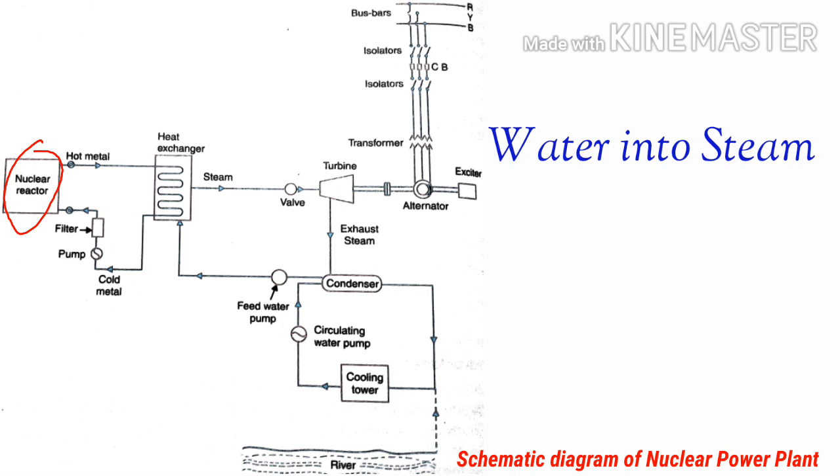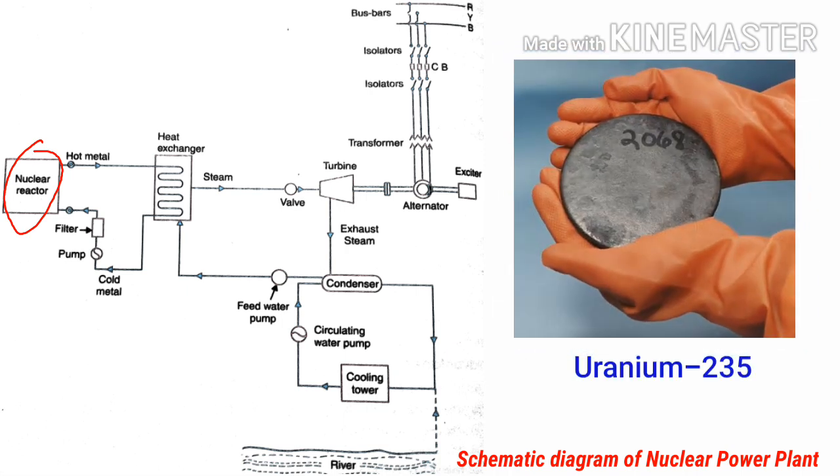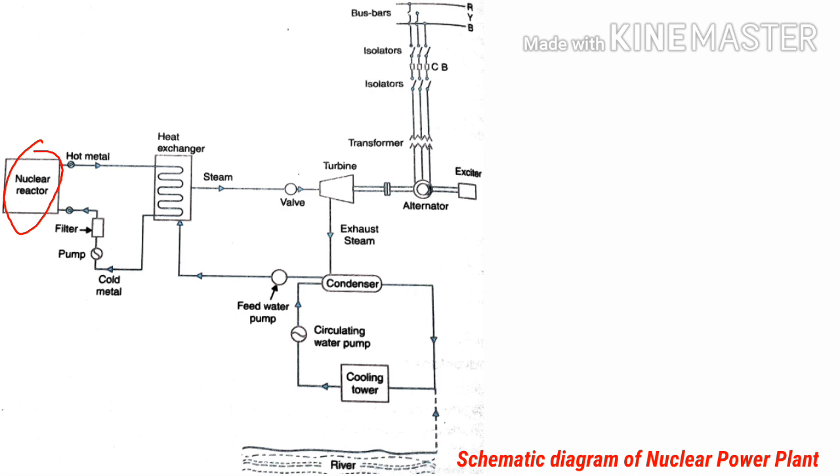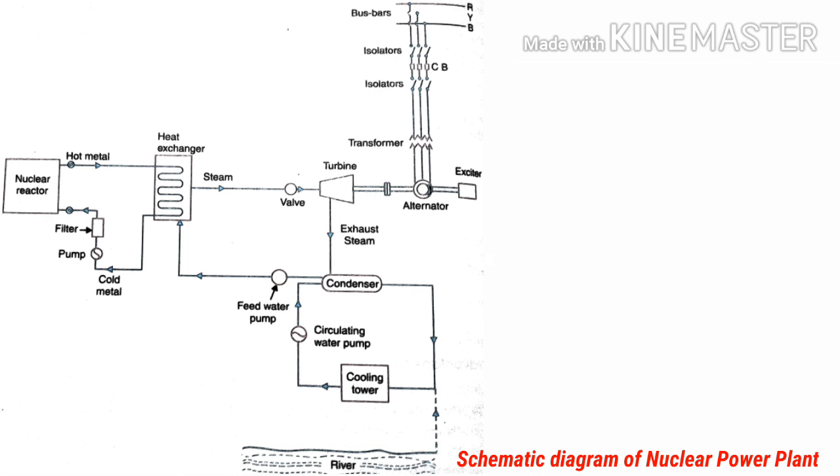So let's see how nuclear power plant actually works. Basically, in a nuclear power plant uranium 235 is used as a nuclear fuel. As you know, uranium 235 is an isotope of uranium. In this power plant, the nuclear reactor is the main component, as it is also called the heart of the power plant. In this reactor, nuclear fission takes place. Now how does it take place?